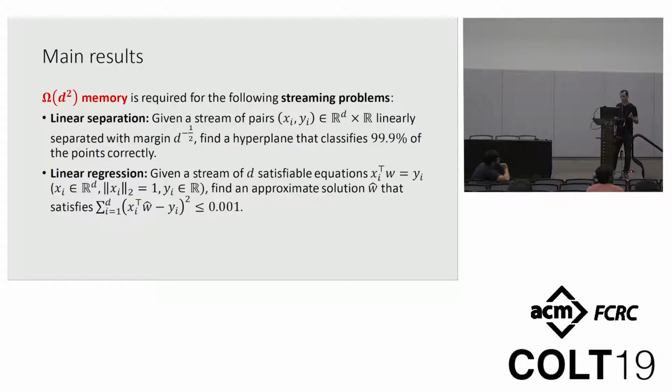And the second is linear regression, where you get a stream of unsatisfiable equations, and your goal is to find a vector w hat, which is an approximate solution to this set of equations. And both require d-squared memory, as we show. I just want to say that the examples come in a streaming order, and the order can be adversarial.